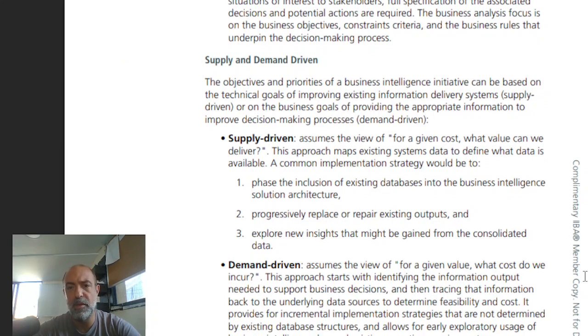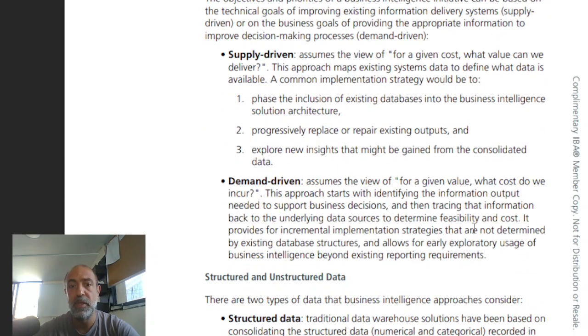Right? And the objectives and priorities of a business intelligence initiative can be based on the technical goals of improving existing information delivery systems, which is supply-driven, or on the business goals of improving the appropriate information to improve decision-making processes, which is demand-driven. So one is improving the delivery systems, which is supply-driven, because it's a delivery system that supplies others, or improving decision-making processes, which is basically demand-driven, because then you're working with the market directly. Supply-driven assumes a view of, for a given cost, what value can we deliver?